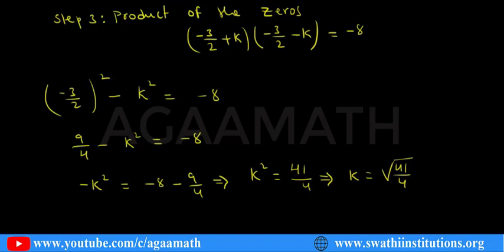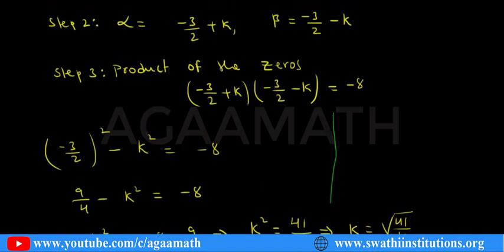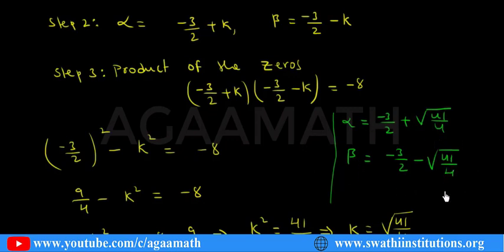So what we have taken as alpha and beta earlier, if you observe, alpha, one of the zeros, is minus 3 by 2 plus under root of 41 by 4, and beta equals minus 3 by 2 minus under root of 41 by 4. So these are the two zeros that we find, even without using the quadratic factorization method, the completing square method, the graph method, or the formula. This is the easiest way.